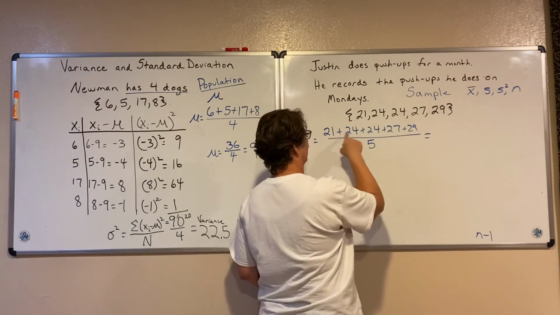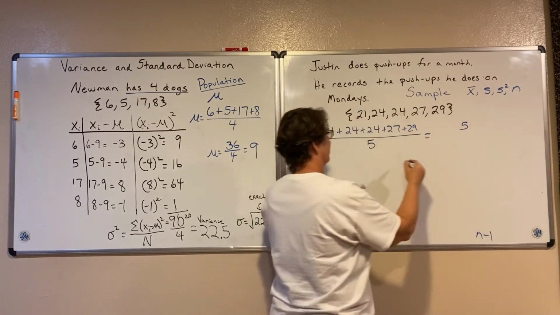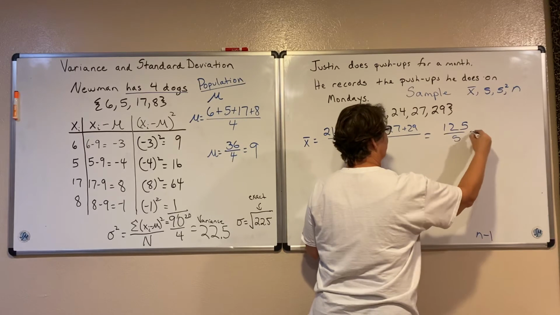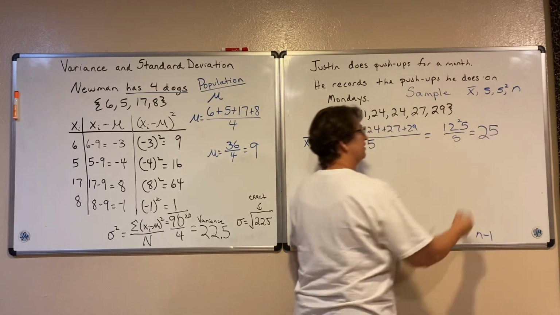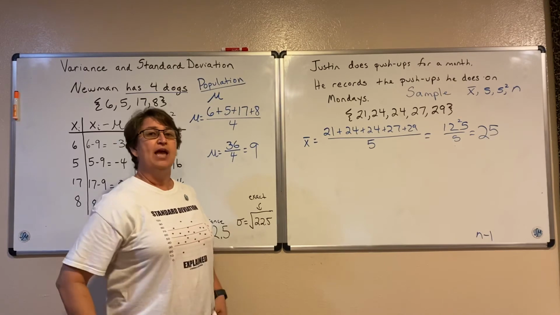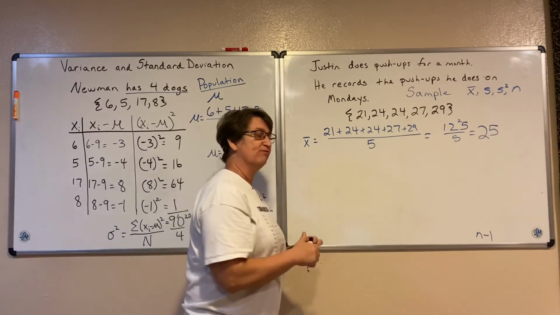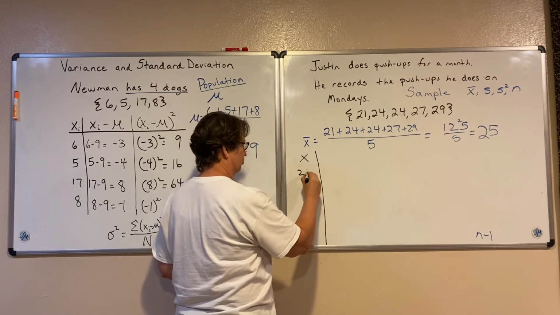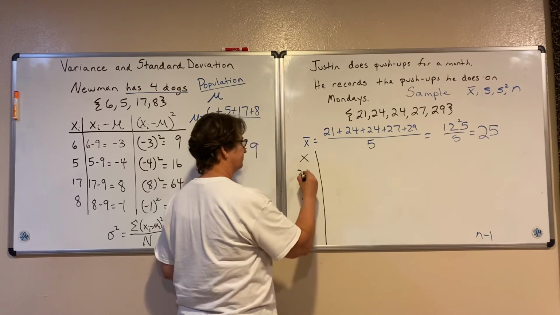So I add all this up. Well, that's 5, 9, 16, and 9 is 25. Carry your 2, 2, 4, 6, 8, 10, 12. 125 divided by 5, that goes in there 2 times with 2 left over. 5 goes into 25 5 times. So our average there, our mean, is 25. And we want to find the distances or the differences between that 25 and our data values. So I'm going to take all my data values and write them down, 21, 24, 24, 27, and 29.